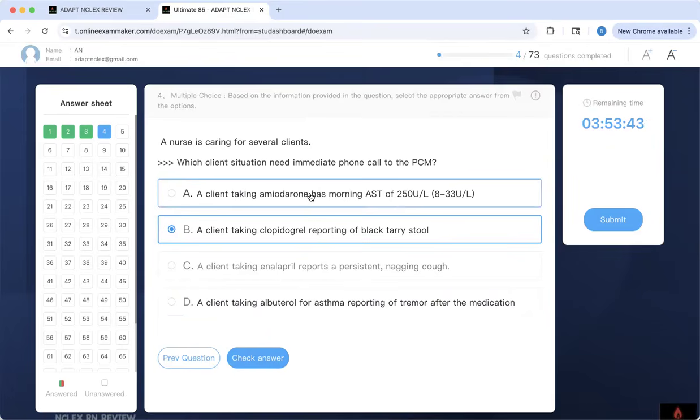Enalapril, nagging cough, is not angioedema. We will stop the medication or switch to what? ARB. If I give you albuterol, which is what? A stimulant or alpha beta agonist, you're going to have tachycardia and tremor, an expected finding.